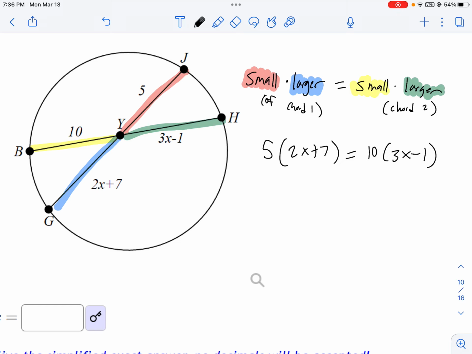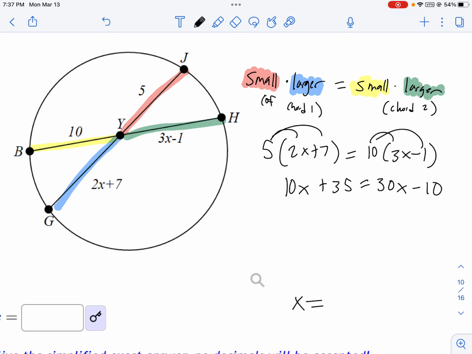So right now we have 5 in parentheses, 10 in parentheses. These parentheses are doing you no favors. If your goal is x equals, you want to get x out of the parentheses. So you want to distribute these numbers through. So we get 5 times 2x, 10x, 5 times 7, 35. 10 times 3x is 30x, and 10 times negative 1, that's going to be negative 10.